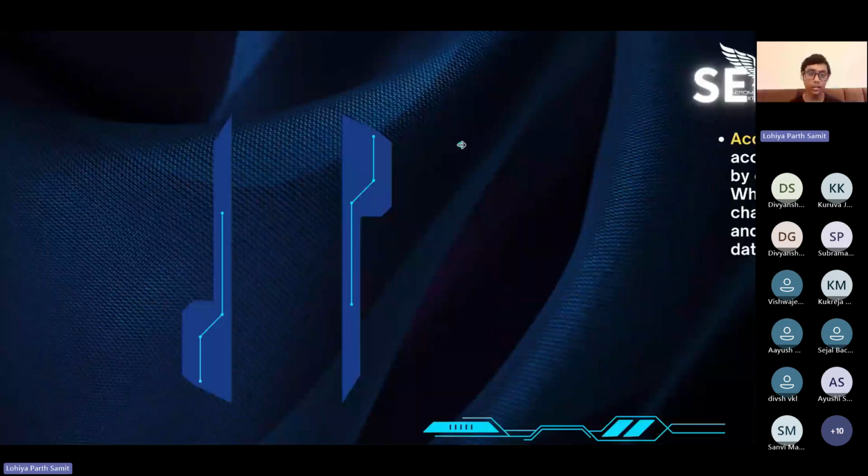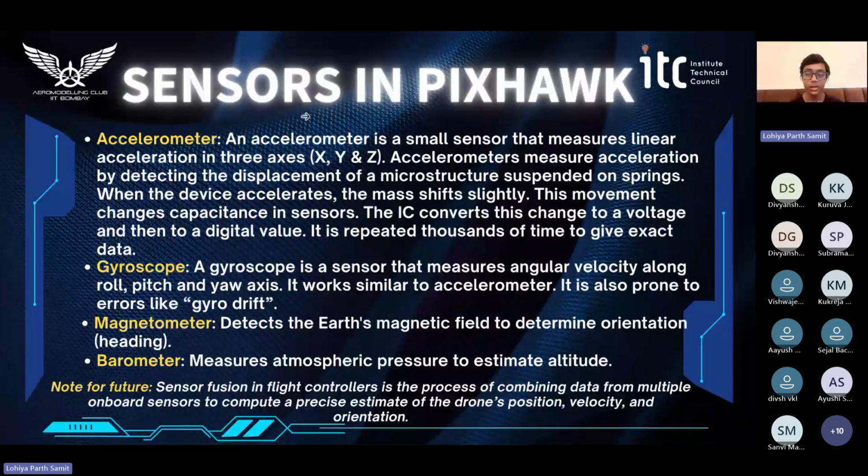Moving ahead to the sensors in Pixhawk. So Pixhawk is a flight controller that has various sensors like the accelerometer, gyroscope, magnetometer, barometer, as said. And I'll just quickly cover these. An accelerometer is a small sensor that measures linear acceleration in all the three directions, that is X, Y, and Z direction. And how it does this is using MEMS technology.